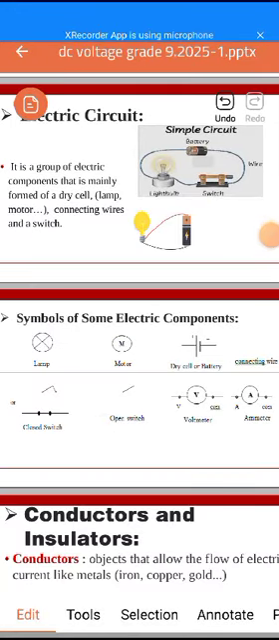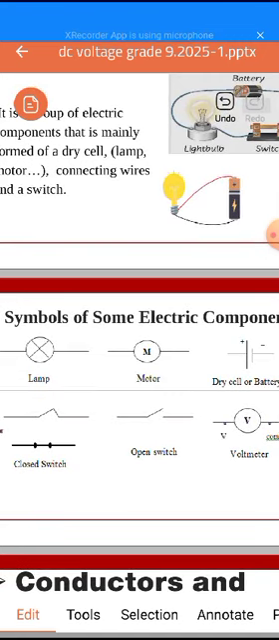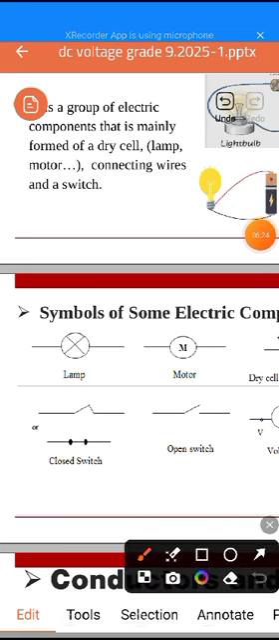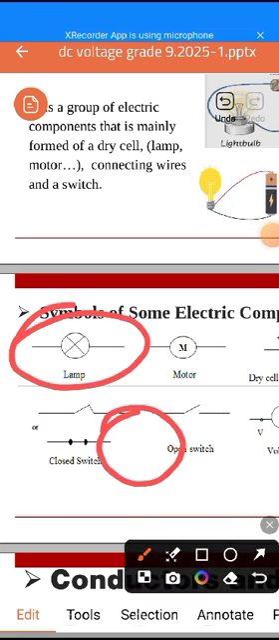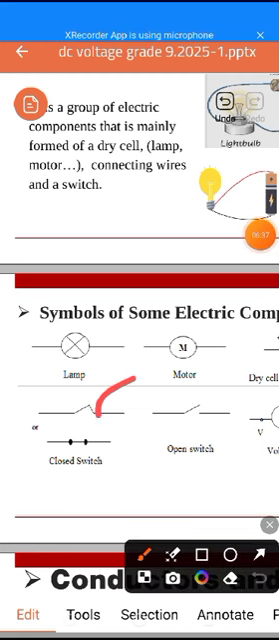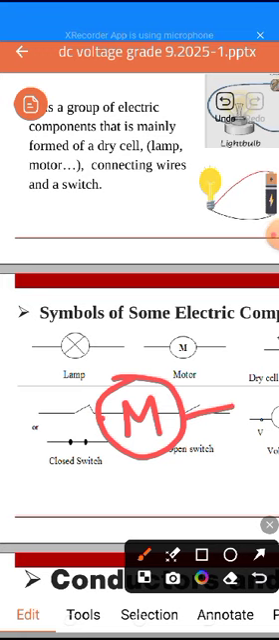Now each component must be represented by a symbol. So in order to schematize them, in order to draw the components, we use symbols to draw them, not their real shape. Let's see the symbol of the lamp. This is the symbol of the lamp: a circle, letter X inside, and from the middle we put wires. The motor looks like the lamp, a circle, but inside it has letter M, and from the middle wires.